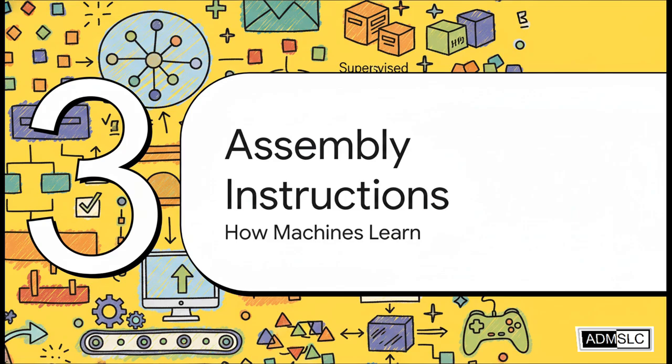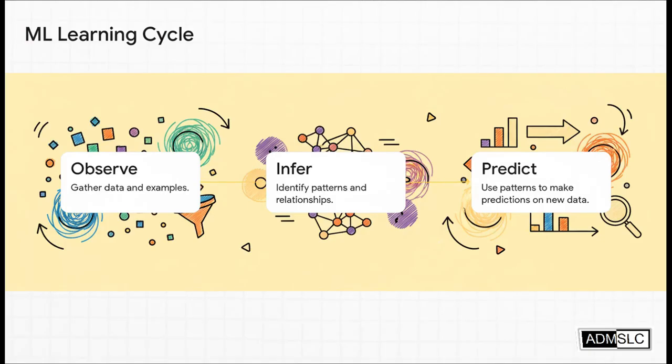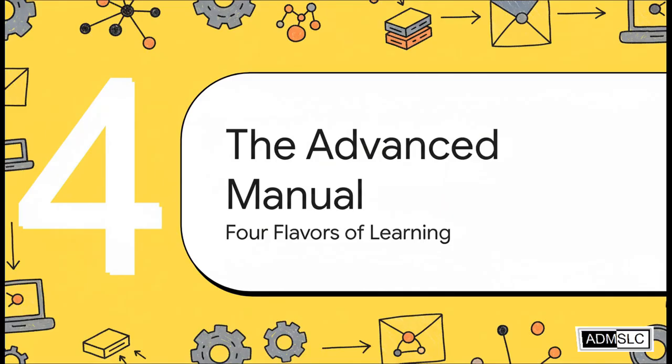We've got the parts, we've got the tools, so how does this all actually get assembled? What's the process a machine actually goes through to learn something? At a high level, it's this beautifully simple but incredibly powerful loop. First, the machine just observes the data we give it. Then, it infers patterns. It starts to find all these hidden relationships between the features and the outcomes. And finally, it uses those patterns it learned to predict what's going to happen with new data that it's never seen before.